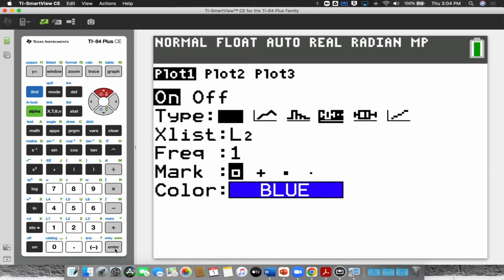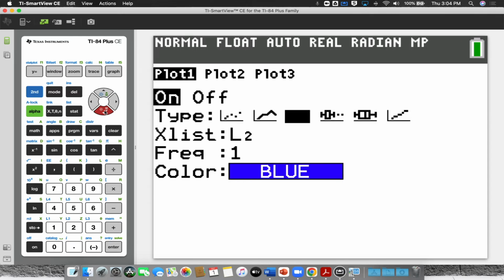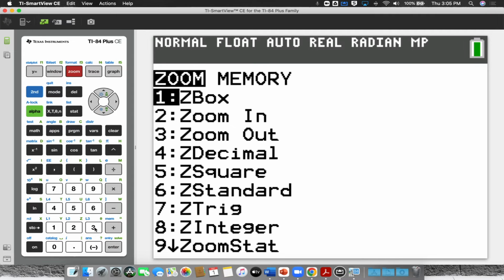Oops. So make sure you select the right one. Make sure it's list 1. Frequency we never touch. You never touch frequency. You leave frequency the way it was from the beginning of time.